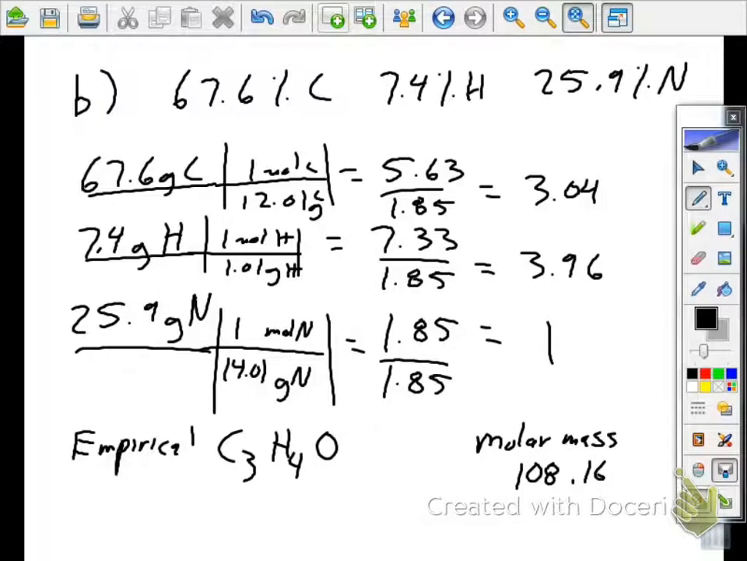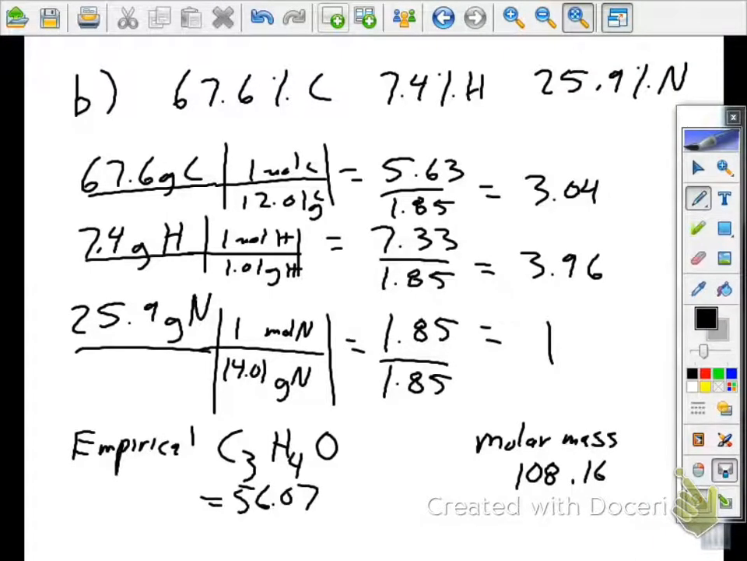So then I need to find the empirical mass. I've got 3 carbons, 4 hydrogens, and 1 oxygen. So I'm just going to go ahead and do that. I'm going to write it out since I'm just multiplying them out and then adding them all up. The first one is 3 times 12.01, which will give me 36.03. Next one is 1.01 times 4, which will give me 4.04. And then the last one is just 16. I get an answer that's 56.07.